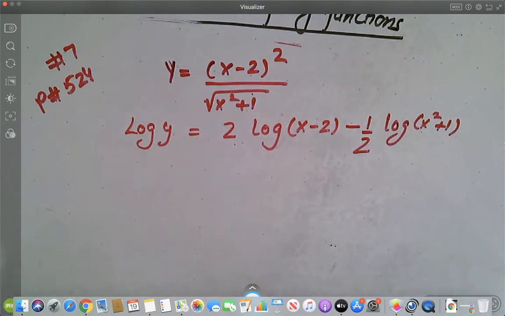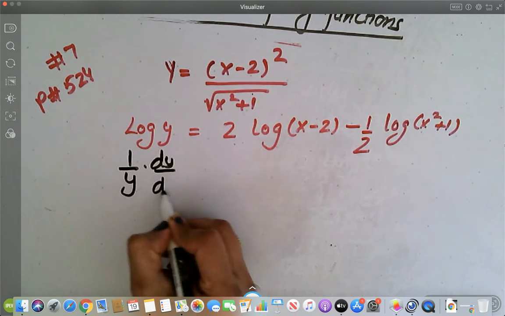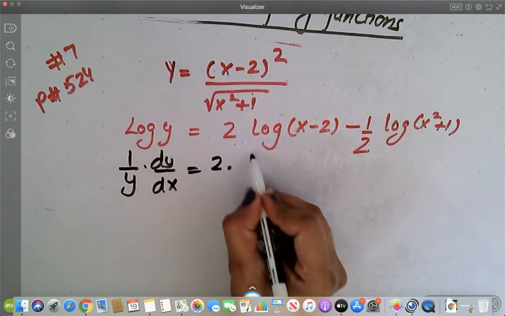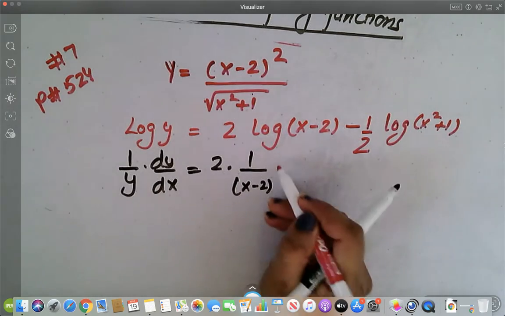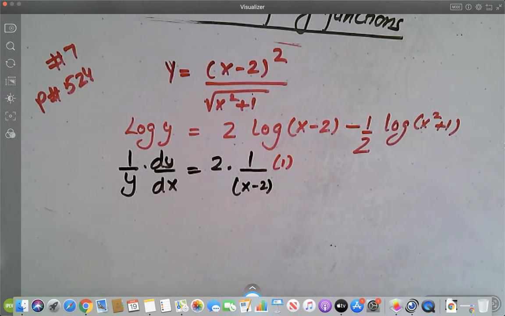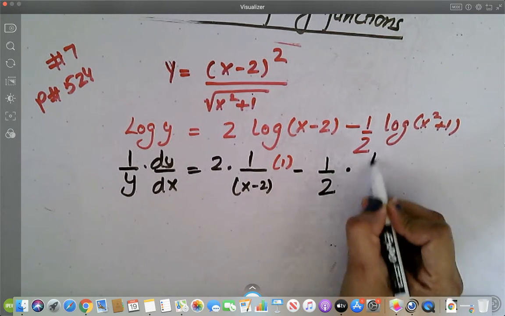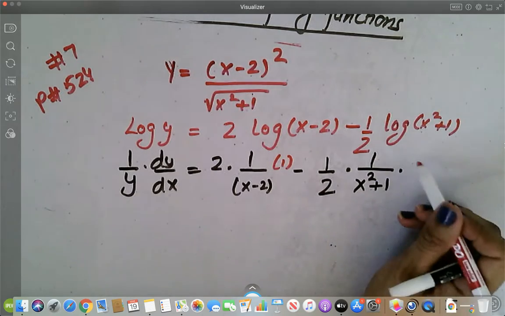Now let's take the derivative. This is 1 over y, dy over dx. Let's take the log, or I'm sorry, the derivative. It's 1 over x minus 2. Derivative of the expression is 1. Excuse me, sorry. 1 over 2. Derivative is this, and derivative of the inside is 2x.